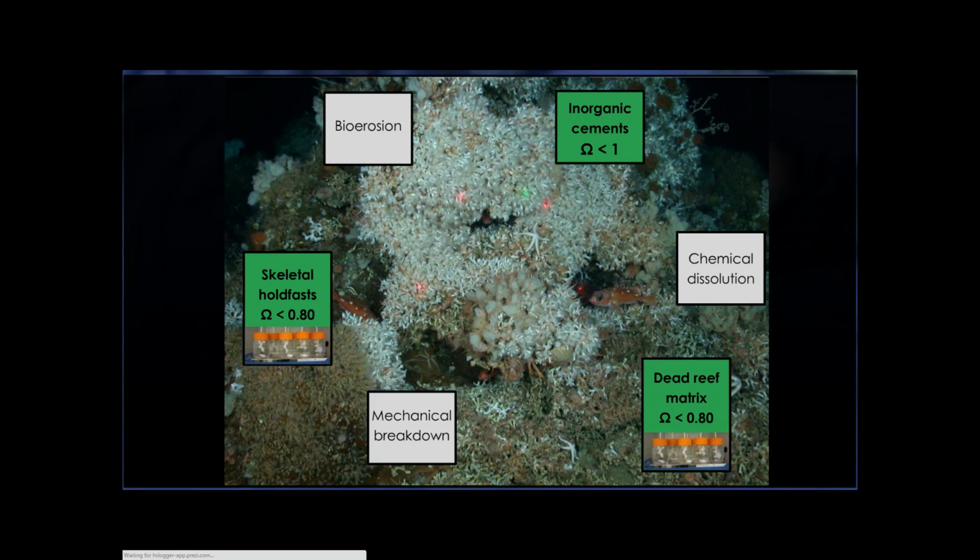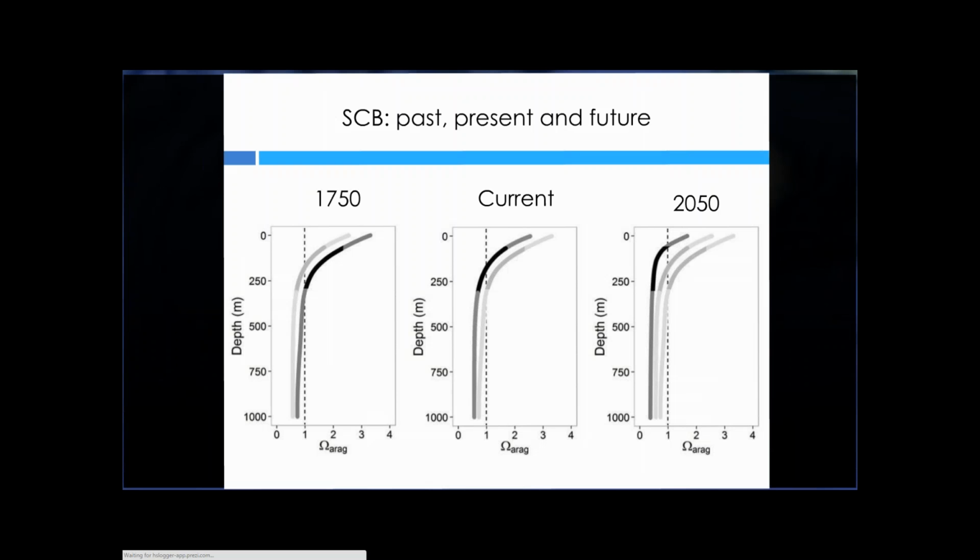So looking into the past, present, and future of the region, we can see that in pre-industrial times, seawater was saturated with respect to aragonite at all depths of Lophelia locations, and now only occurring about half the time in saturated conditions in the middle graph. And by 2050, all aggregations in the Southern California Bight are expected to be in seawater that favors their dissolution.